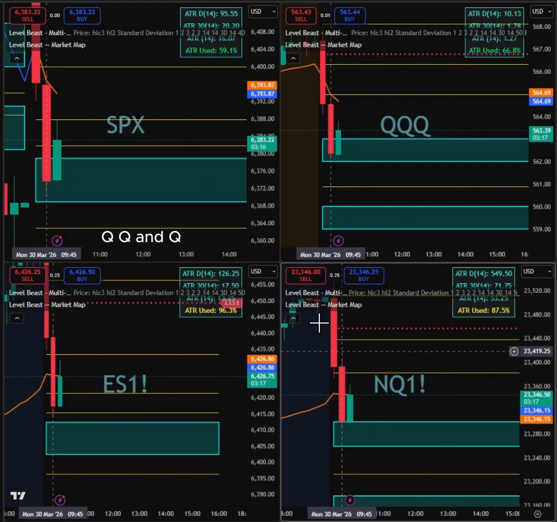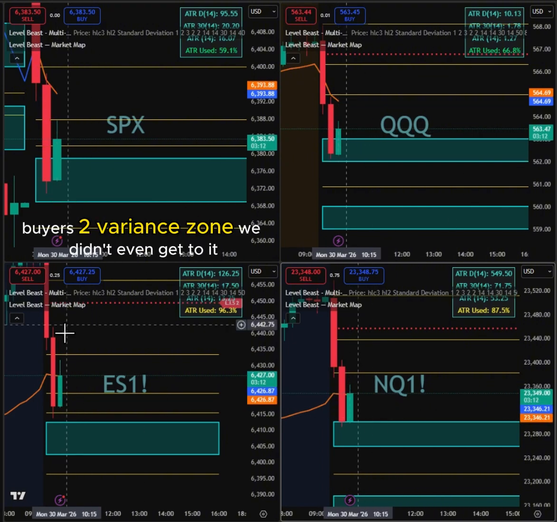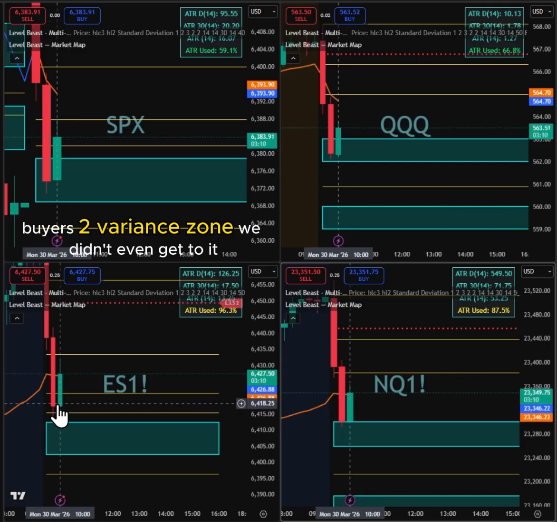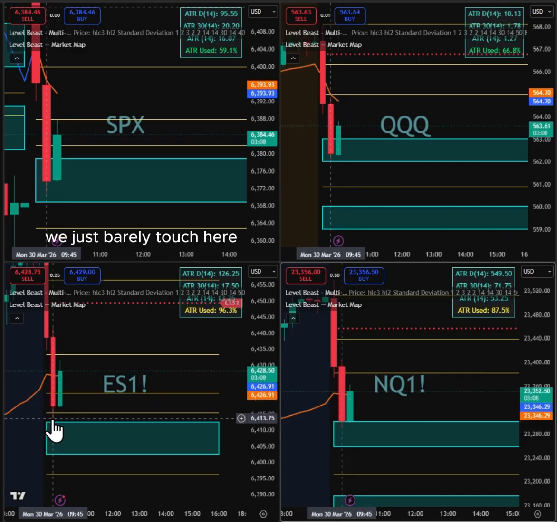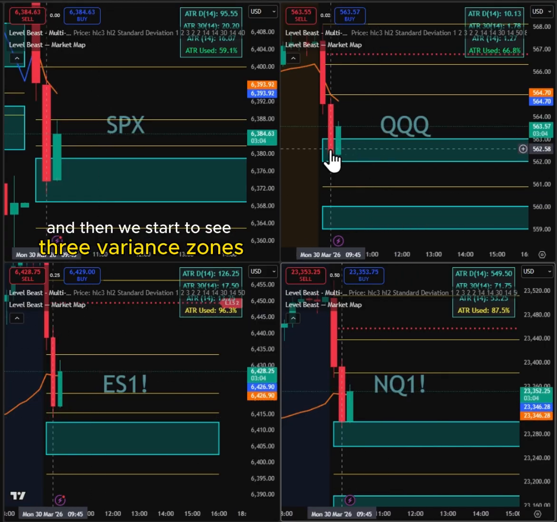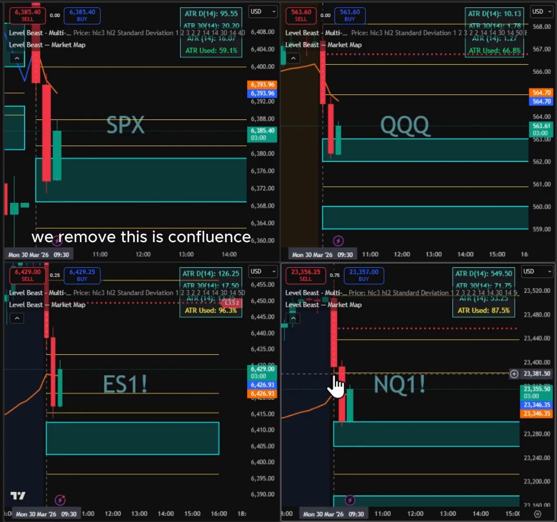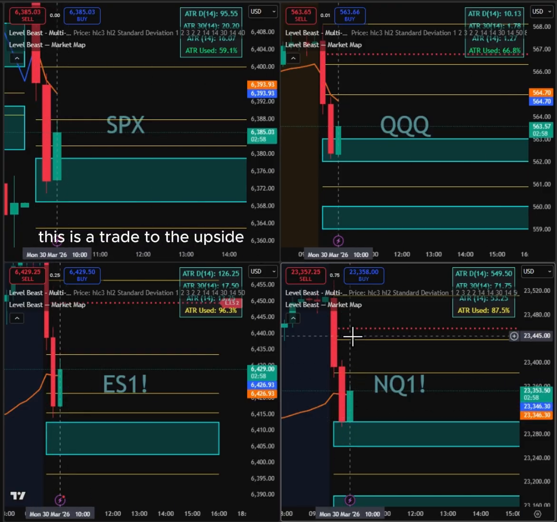SPX, ES, QQQ, and NQ, we see 1 variant zone, buyers. 2 variant zones, we didn't even get to it. We just barely touch here, and then we start to see 3 variant zones. We start to see buyers. 4 variant zones. This is confluence. This is a trade to the upside.